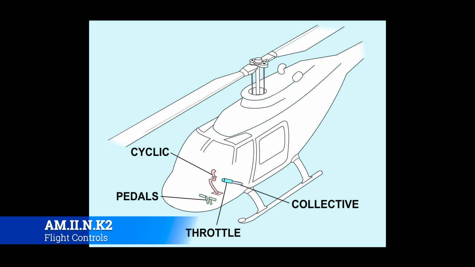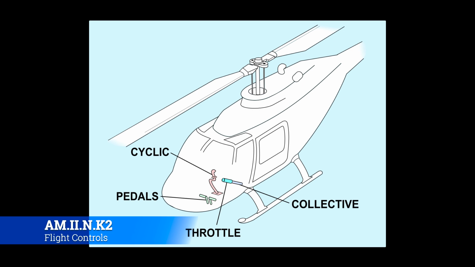So let's just start. We'll name these four, and we'll kind of go over what they do, and then we'll look at each one of them a little bit more deeply. First, you have the cyclic. That's going to decide which way the helicopter goes. The collective will affect the pitch in the blades, and they'll allow you to go up or down, faster or slower.